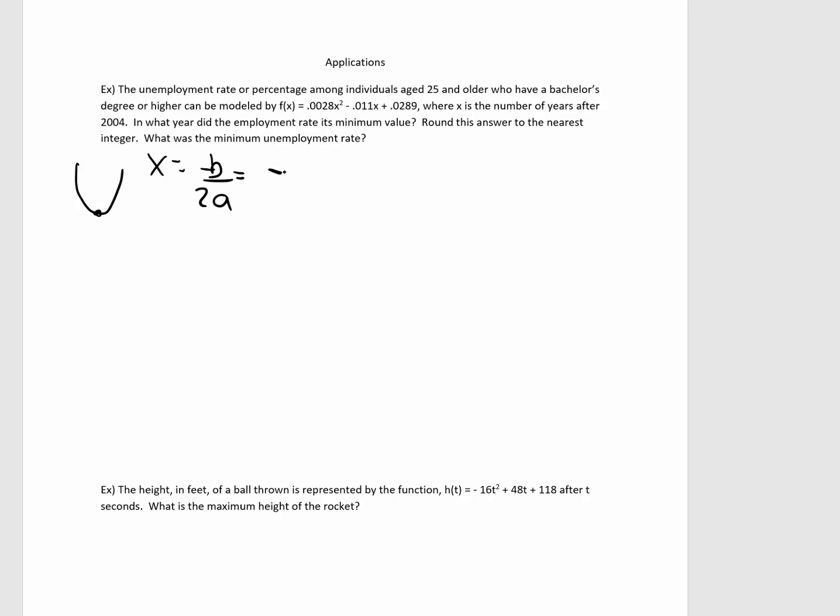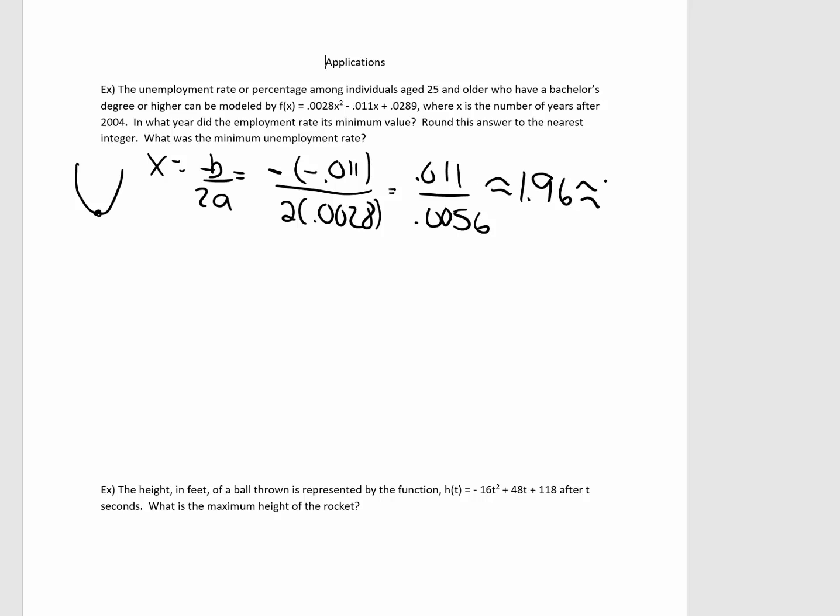Well, that's the same thing as minus a negative, that decimal, divided by 2 times the leading coefficient, which is this number. Well, that's this over this. And when you put this into a calculator, it's about this. But we will use this number for 2. So now what I want to be able to do is to plug in 2 into this quadratic function.